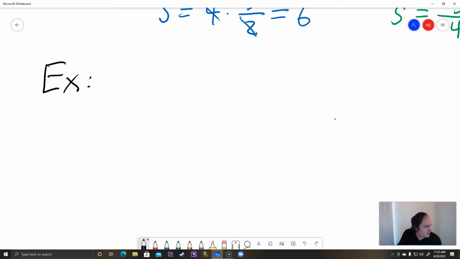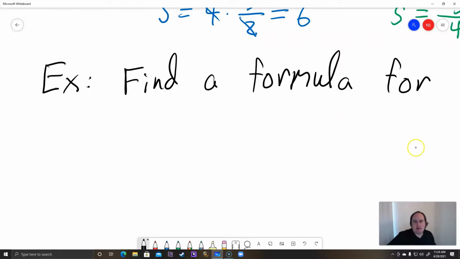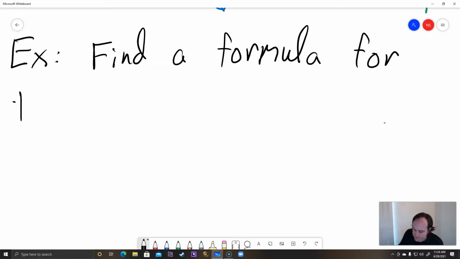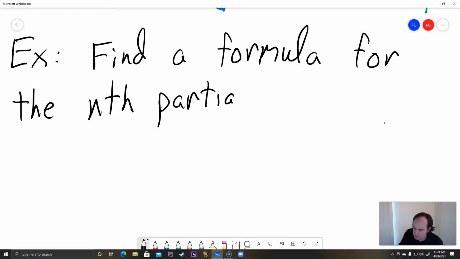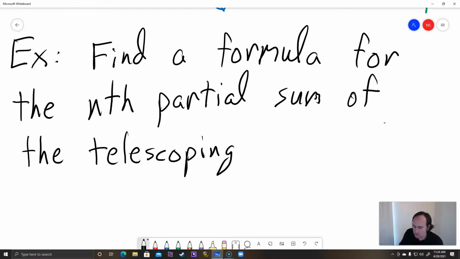So example: find a formula for the nth partial sum of the telescoping series. I know telescoping series sounds like you're doing astronomy with a telescope looking in the sky or something, but it's not actually that. It's just called telescoping because a bunch of terms cancel out.